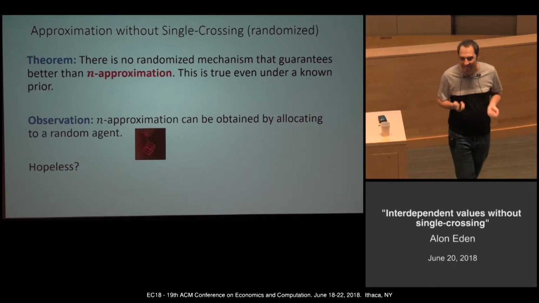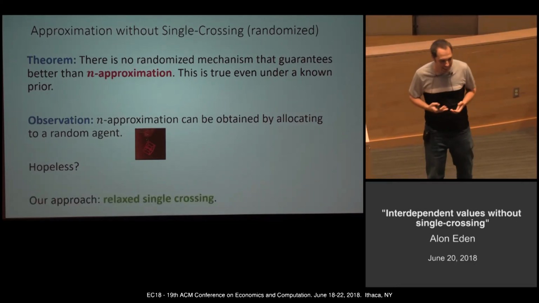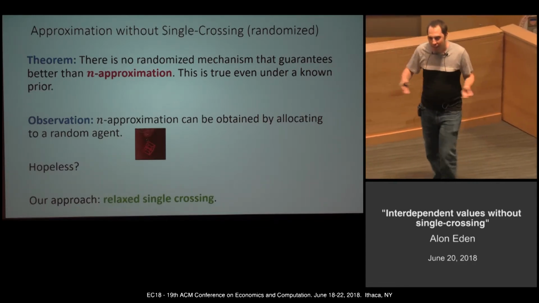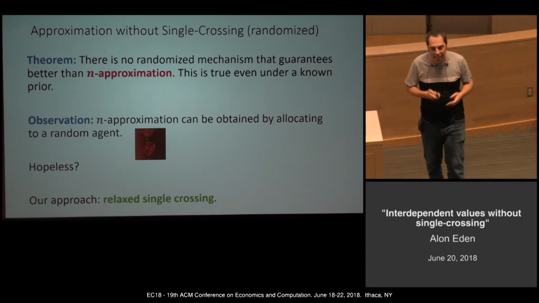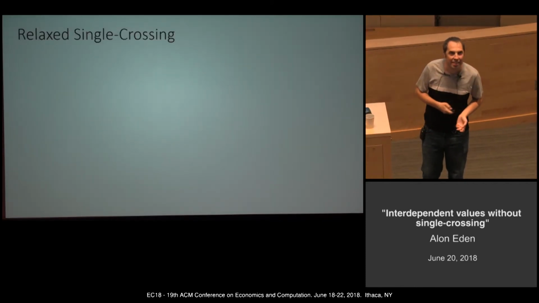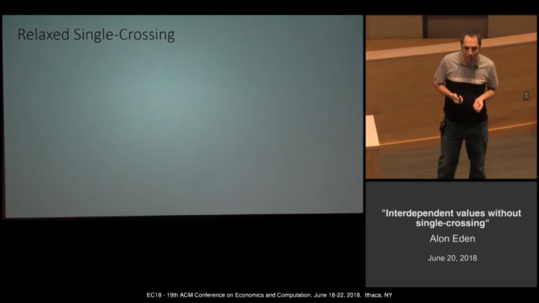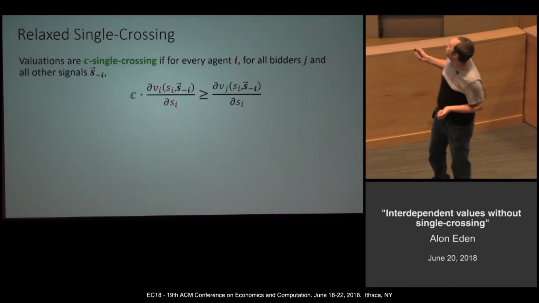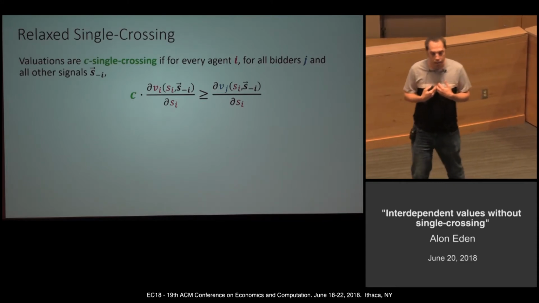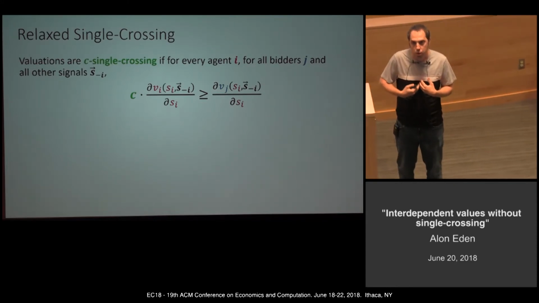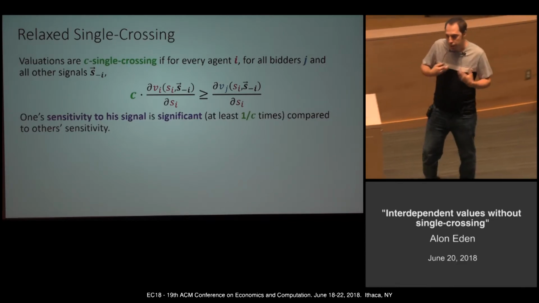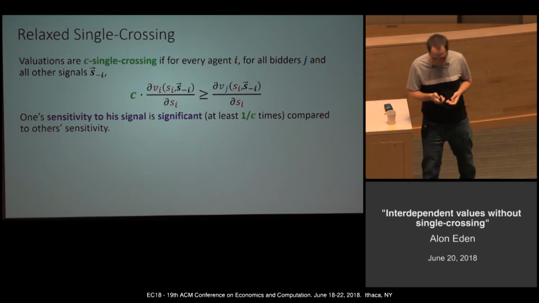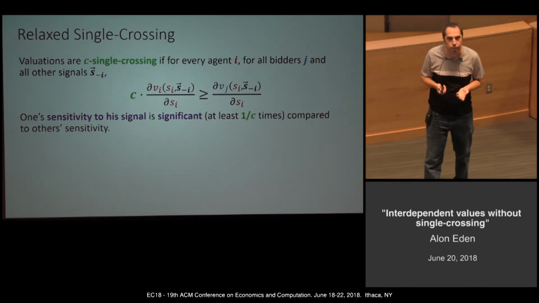So what our solution is in this case is to say, okay, the world is not just single crossing or not single crossing. There is some spectrum of evaluations. We can ask for relaxed single crossing, for instance. And how do we define relaxed single crossing? It's almost the same condition, but with a C, which means that my signal is not insignificant to me compared to you. If I increase my signal, my change in value is at least 1 over C the change in your value. Okay. There's a reason I have this signal, basically.